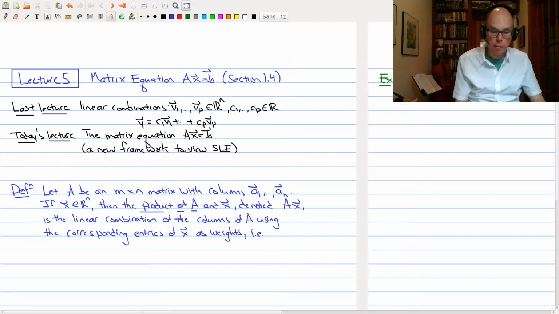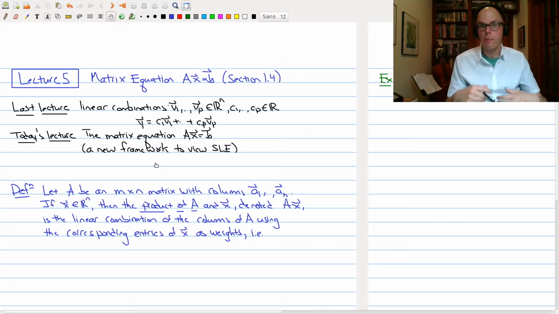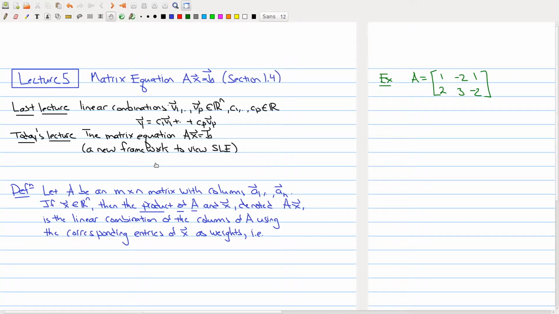The main takeaway from today's lecture is that we're building a new framework, or a new point of view, of looking at a system of linear equations. Basically, what we'll be seeing is that we can use a matrix A, which stores some of the information about our system of equations, and manipulate it to say something about the solution set that we're interested in. So let's jump in and first talk about what we mean by this expression right here, A times X.